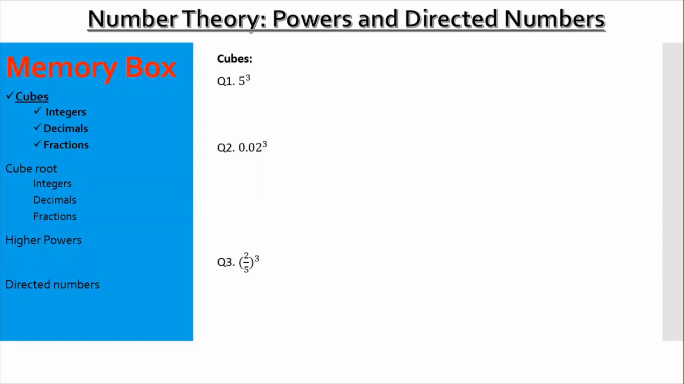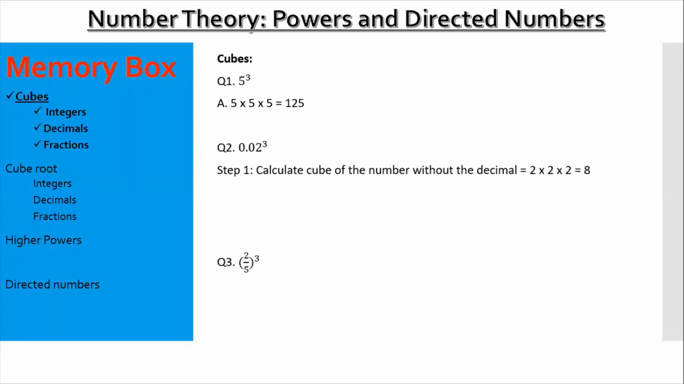So 5 cubed simply means multiplying 5 three times and the answer comes out as 125. When you're calculating cubes of decimal numbers, in the first step, we just have to calculate the cube of the number without the decimal, which gives me 2 multiplied by 2 multiplied by 2, which is equal to 8. And in the second step, we'll be inserting the decimal back in the answer. In order to do that, we check the decimal places available in the question, which in this case is 2. And we multiply with 3, which gives me 6. So my answer should have 6 decimal places in it.